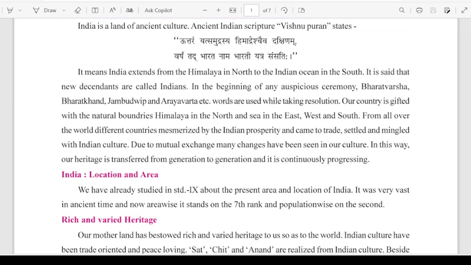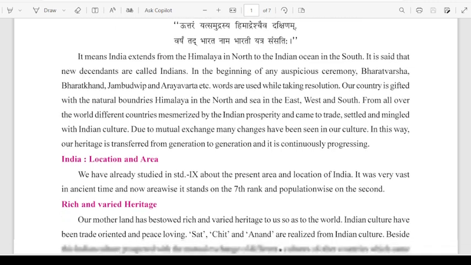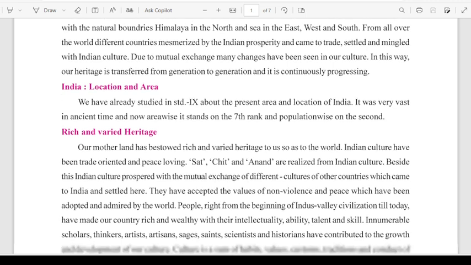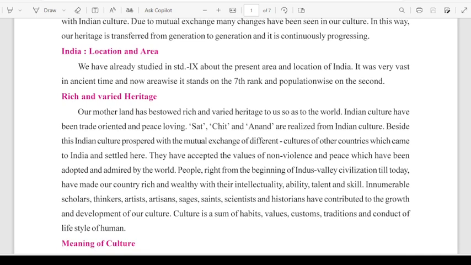India, location and area. We have already studied in Standard 9 about the present area and location of India. It was very vast in ancient times and now, area-wise, it stands at 7th rank and, population-wise, at 2nd. Rich and varied heritage. Our motherland has bestowed a rich and varied heritage to us as well as to the world. Indian culture has been trade-oriented and peace-loving.